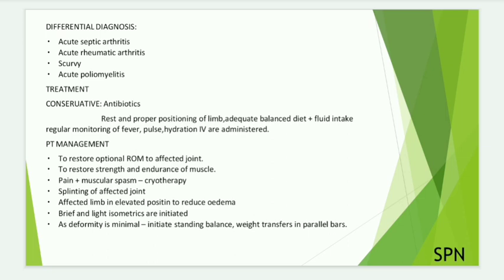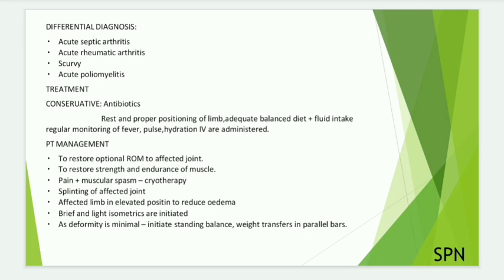What about PT management? The aim is to restore optimal range of motion to the affected joint and to restore the strength and endurance of the muscle, which means repeated and maximum strength needs to be developed. Pain and spasm can be reduced by cryotherapy.